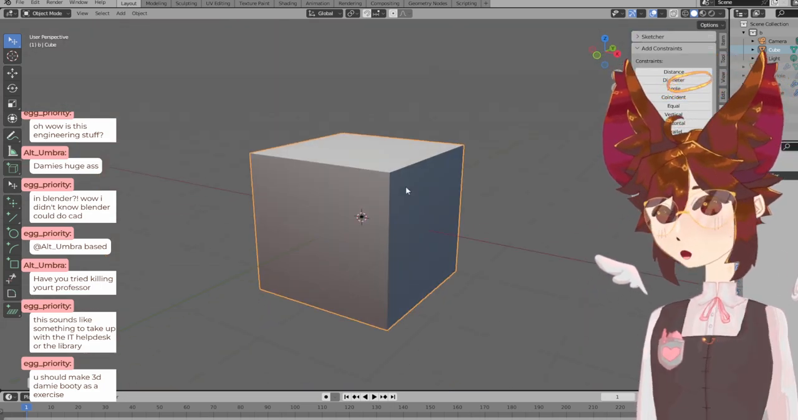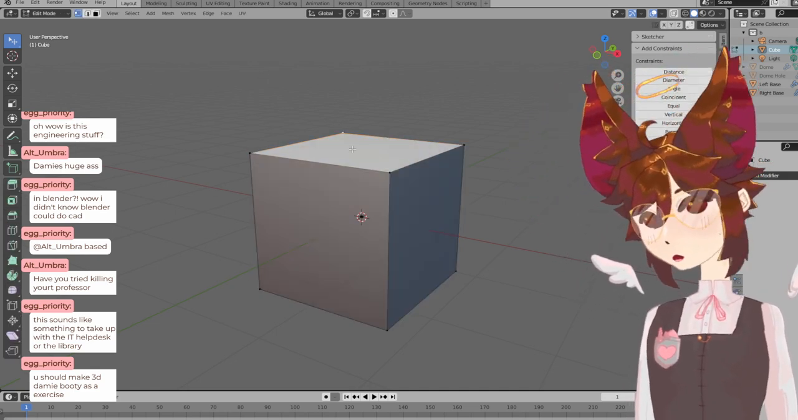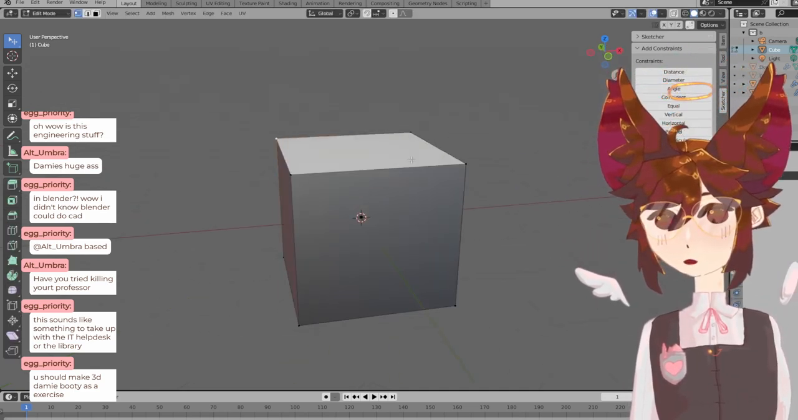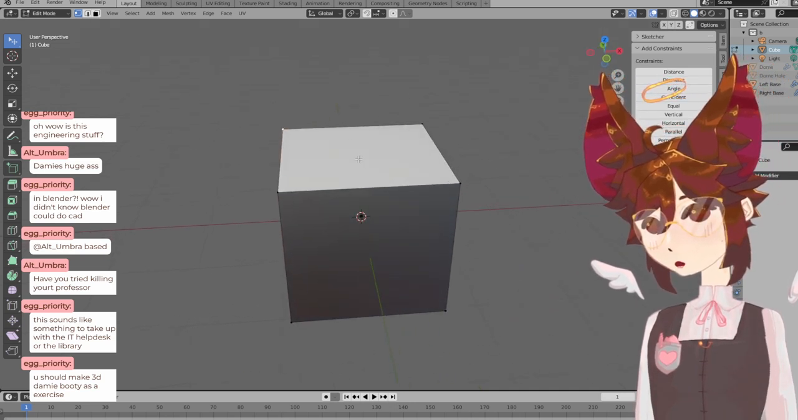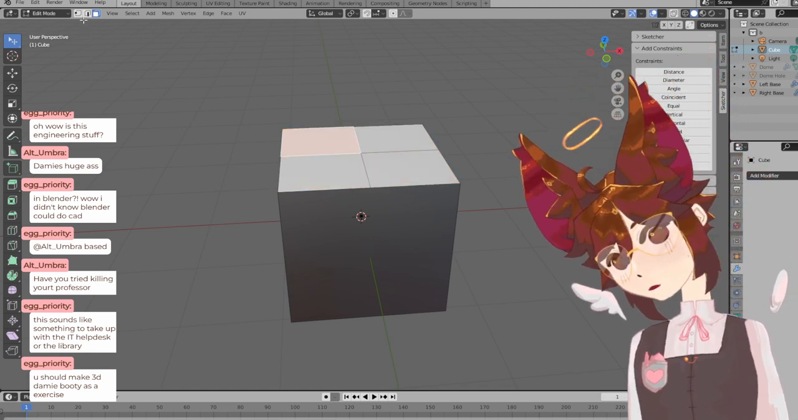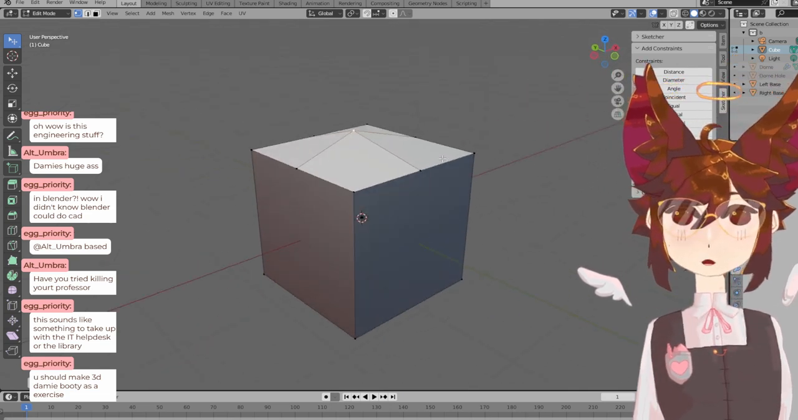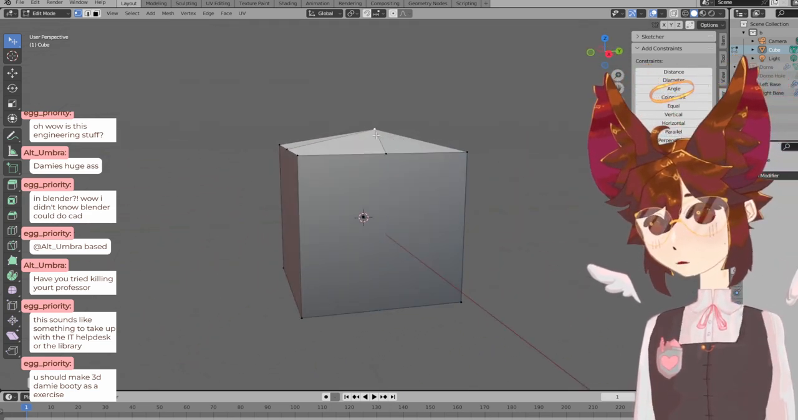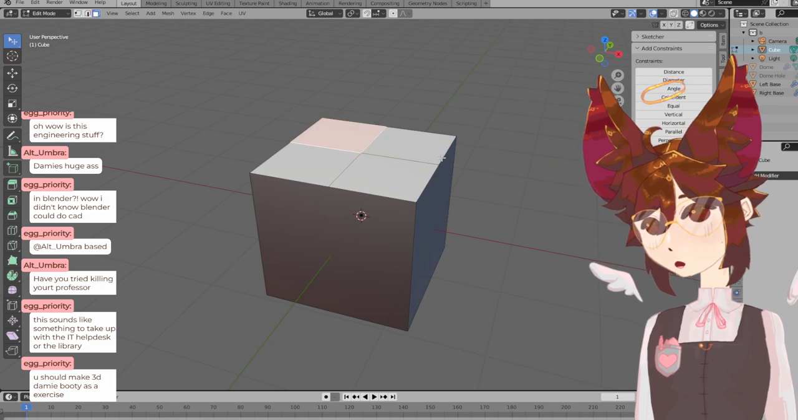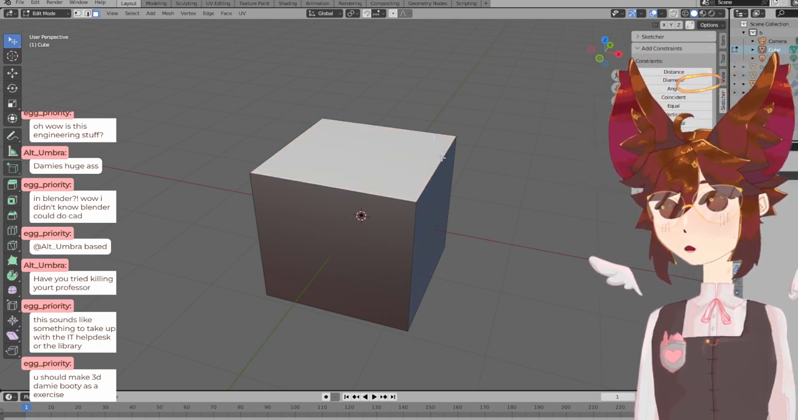So, you know how in normal Blender you can go into this, move these points around, and let's say I wanted to take this surface and subdivide it, and then maybe take this point and move it up and whatever. That's not really how CAD works, so what I'm doing is I'm using an add-on called CAD Sketcher.